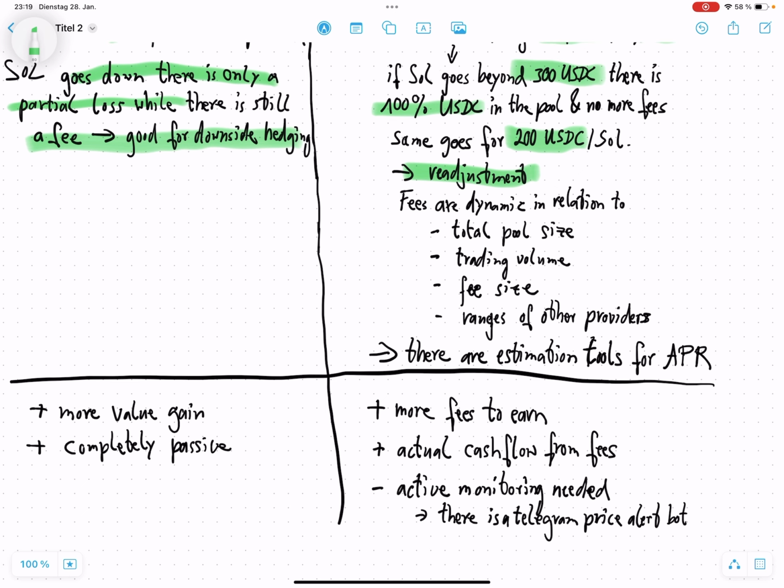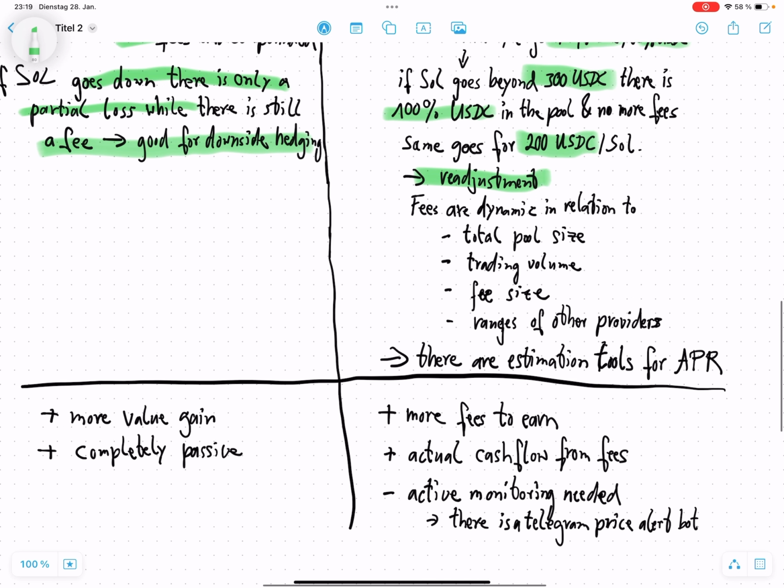There are more fees to be earned in the concentrated liquidity than in the standard liquidity because the pool sizes are relatively smaller usually, and there is more trading volume going through concentrated liquidity because concentrated liquidity is much more capital efficient, and it's just more routed through also by decentralized exchanges, and it has a higher priority. Therefore, the fees you have to keep in mind are dynamic in the concentrated liquidity.